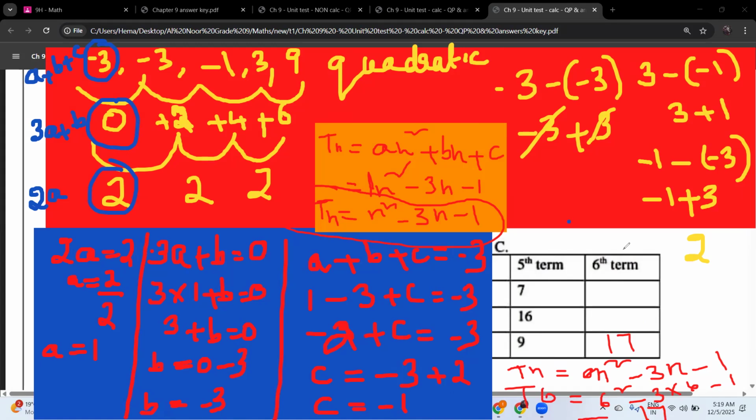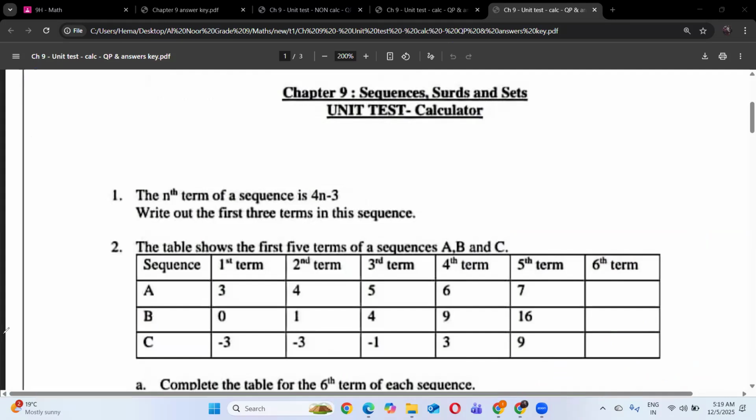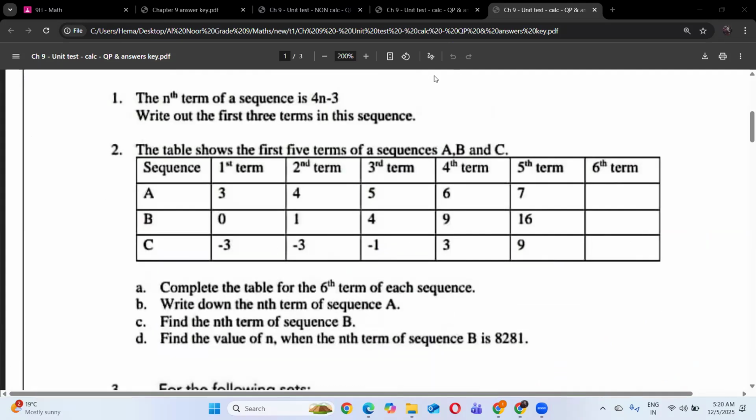Okay. Now I'm closing it off. Okay, next. Nth term of the sequence also we found, right? Now this is find the value of 8281. You know, for B it's a squaring, right? As you square the number, 1 square 1, 2 square 4, 3 square 9, 4 square 16, 5 square 25. You have to square it.